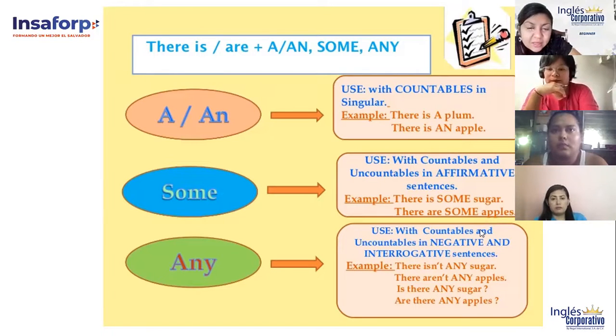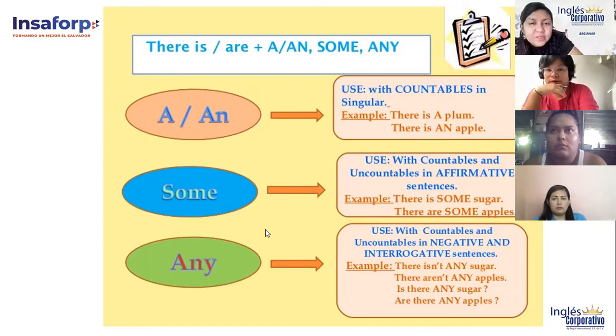Examples: there isn't any sugar, there aren't any apples. Is there any sugar? Are there any apples? No hay nada de azúcar. No hay nada de manzanas. No hay ni una. Hay azúcar. ¿Hay algunas manzanas? Okay.